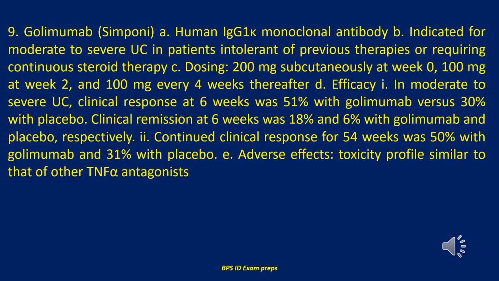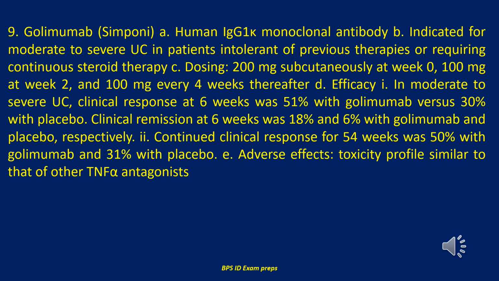It is a human IgG1 kappa monoclonal antibody. B. It is indicated for moderate to severe UC in patients intolerant of previous therapies or requiring continuous steroid therapy. C. Regarding its dosing, it is dosed at 200 mg subcutaneously at week 0, 100 mg at week 2, and 100 mg every 4 weeks thereafter.